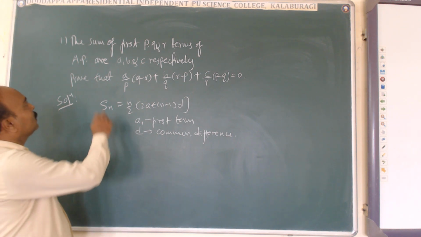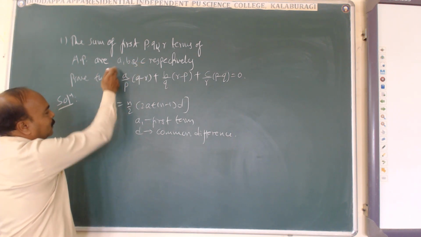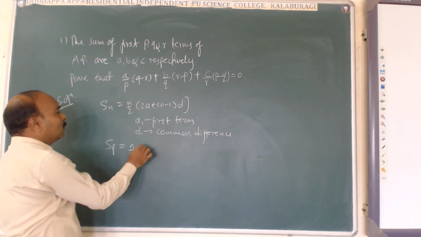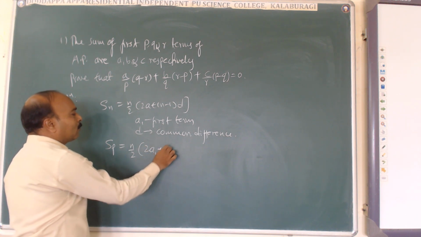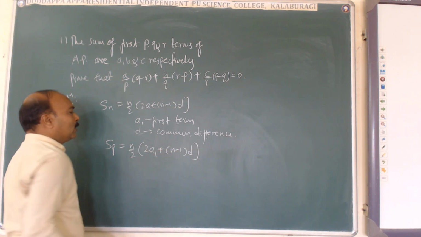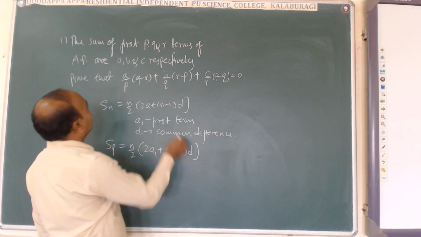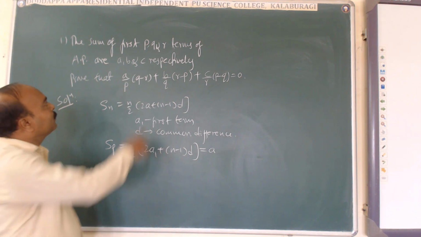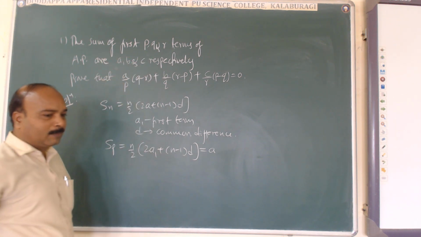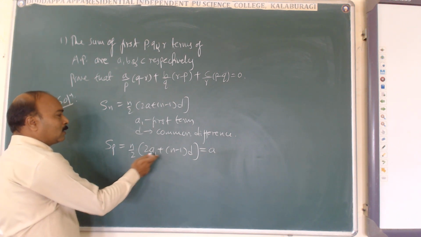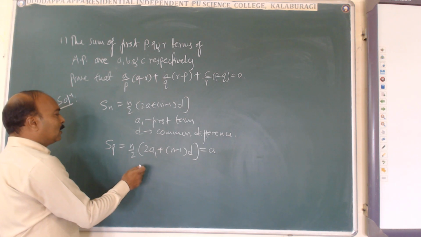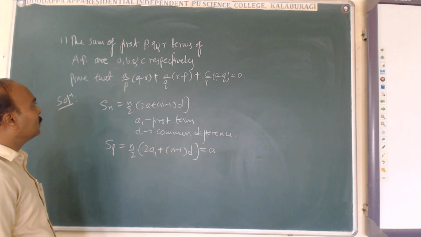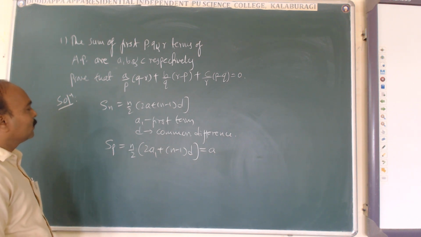Now we go for the first condition. The sum of the first P terms of the AP is A. Put n equal to P in this, and you get SP equal to n by 2 into (2A1 plus (n minus 1) into D). Now it is equal to what they have given, equal to A. It is nothing but the sum of the first P terms of the AP is equal to A.